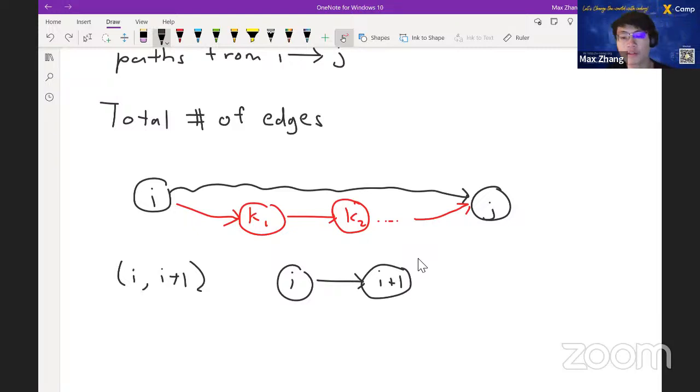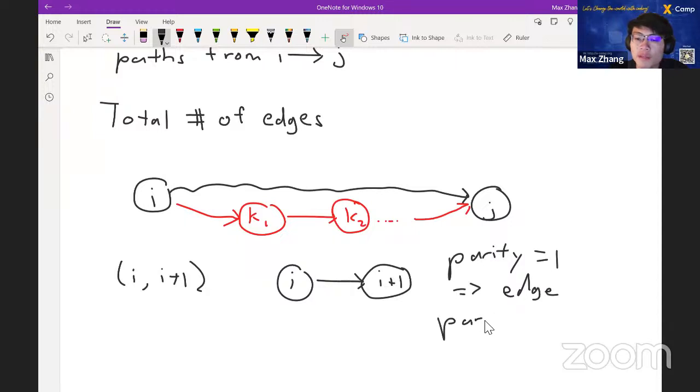So this motivates us to start by looking at the close ones, like i to i plus 1, because for those, if the parity is 1, we instantly know that it has to be an edge. Parity equals 1 implies there's an edge, and parity equals 0 means there would be no edge for a simple case like this.